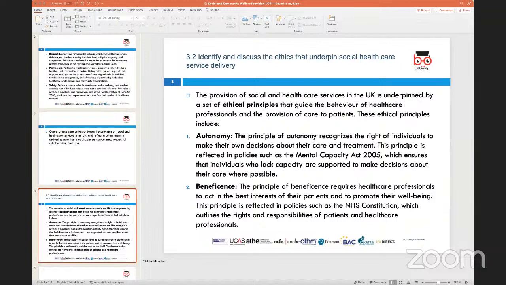Now, when we talk about ethics specific to health and social care, there are going to be four which we are going to talk about. First of all, we are going to be talking about autonomy. We'll also talk about beneficence, we'll talk about non-maleficence, and we'll talk about justice. These are the four elements in ethics that we need to understand.